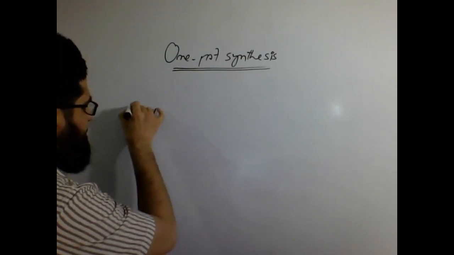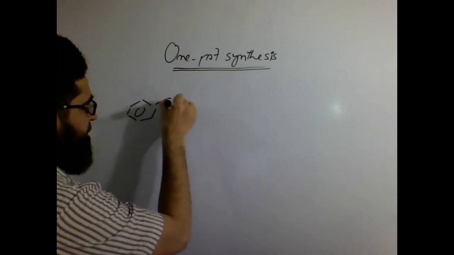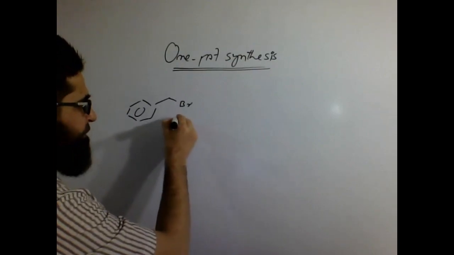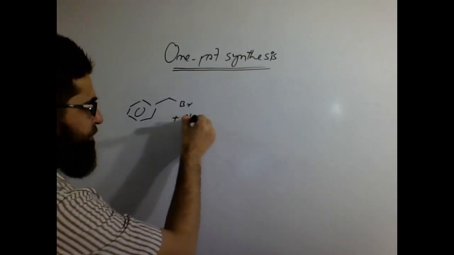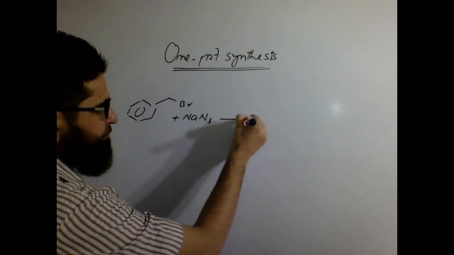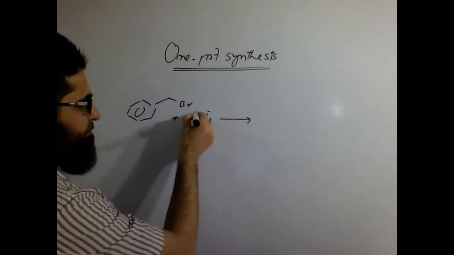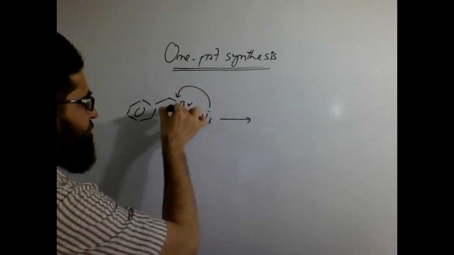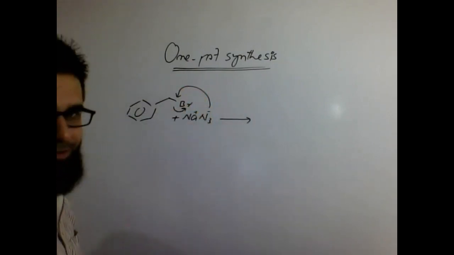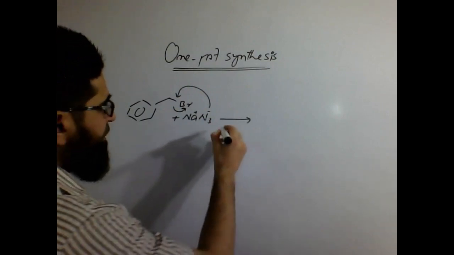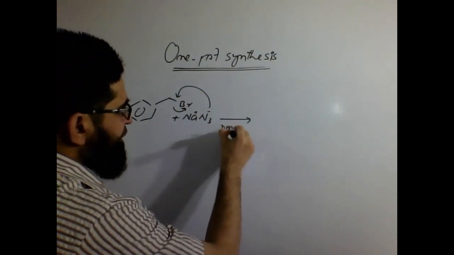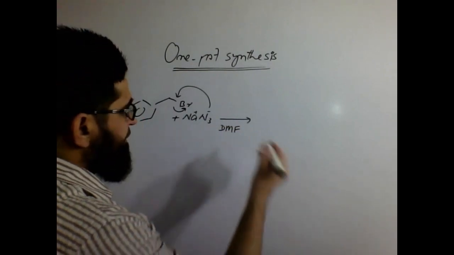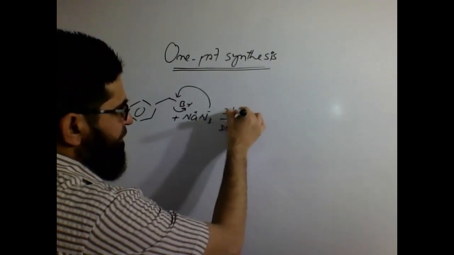If you start off with this sort of compound, benzyl bromide, and we react it with sodium azide, NaN3, it's a negative, it's a positive. It shows a nucleophilic substitution reaction. The reaction is usually done in DMF, dimethylformamide, as a solvent. The reaction could take 3 to 4 hours.